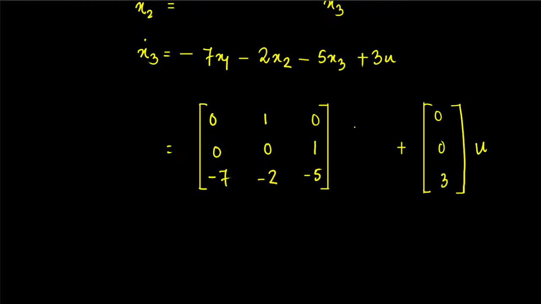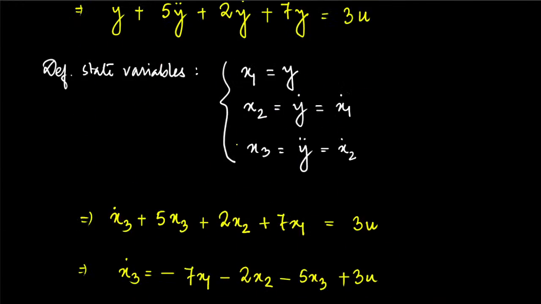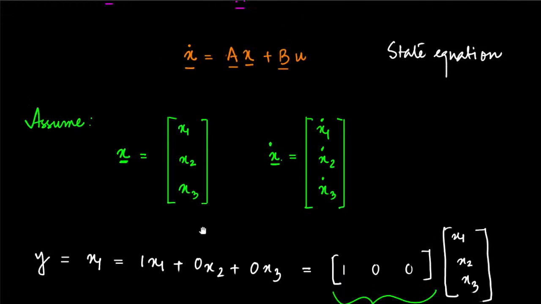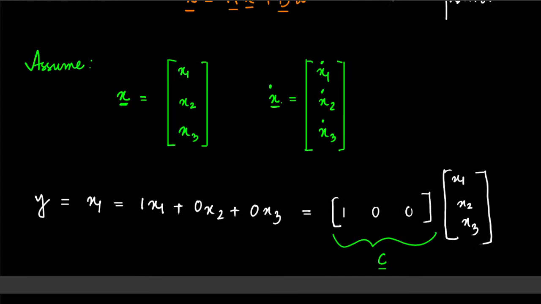Okay, so here we had x1, x2, x3, and that is just x, right? And here we had the derivative of x1, derivative of x2, derivative of x3. That was just the derivative of x, where we know that x is defined as the state vector. So this thing is known as the state vector. A vector is a vertical, a column matrix, where you have the state variables. So this state vector has the state variables in it.